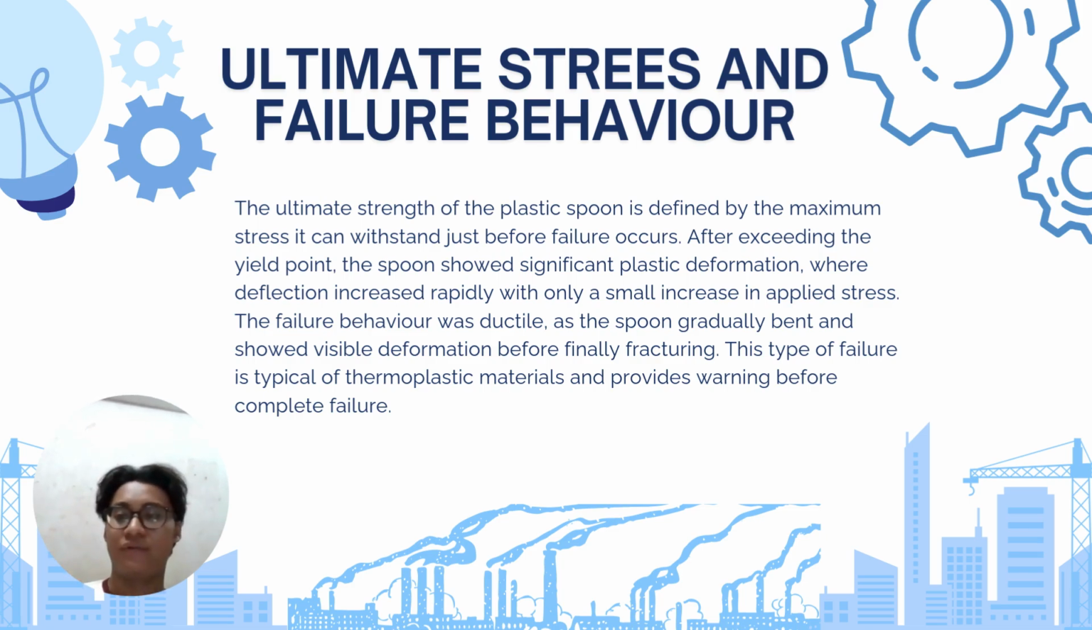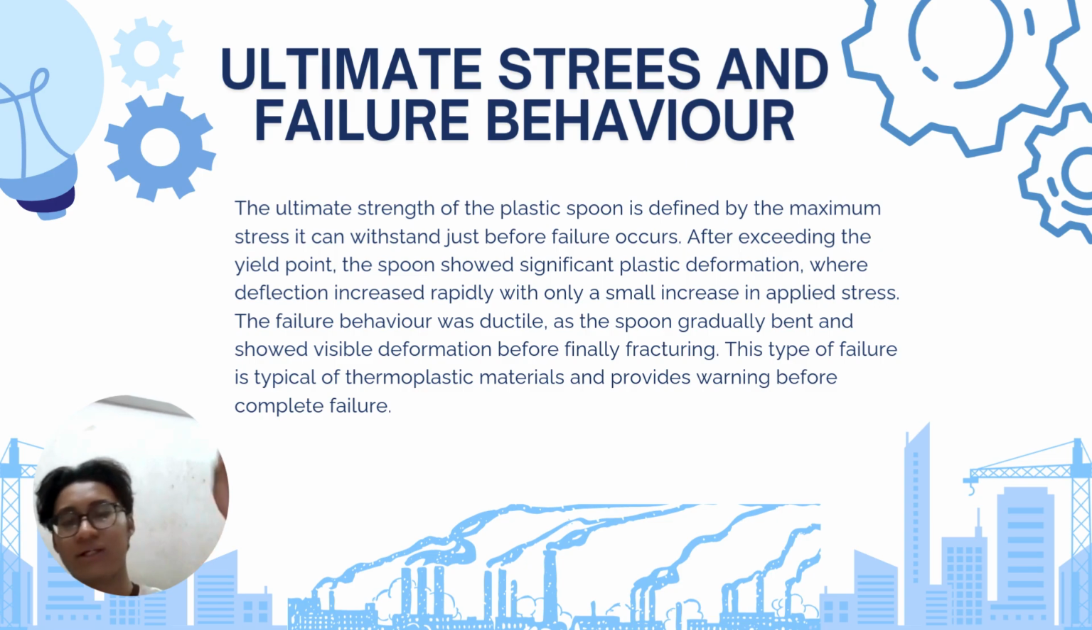Alright, so for this part, I will explain the ultimate strength and failure behavior of the plastic spoon. Ultimate strength is defined as the maximum stress a material can withstand before failure occurs. It represents the peak point of the stress strain curve. During our experiment, after the plastic spoon exceeded its yield point, we observed that the deflection increased significantly, while the increase in stress became less proportional. This indicates that the material had entered the plastic region as the load continued to increase.